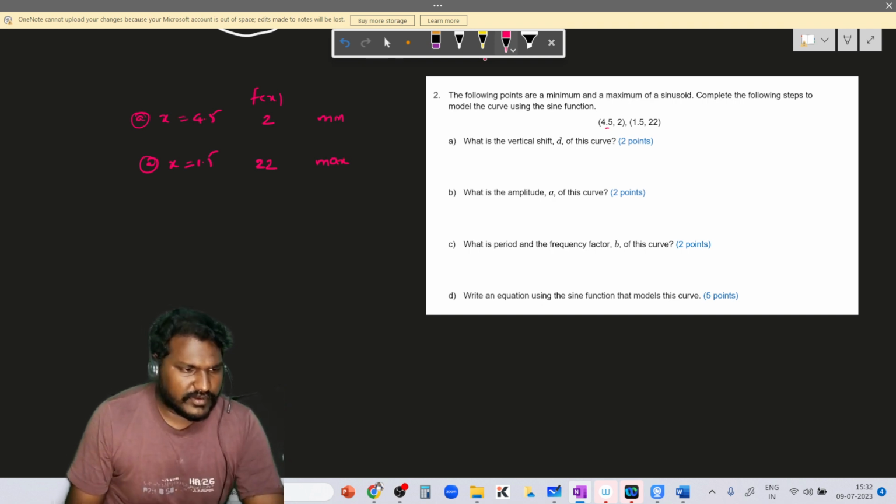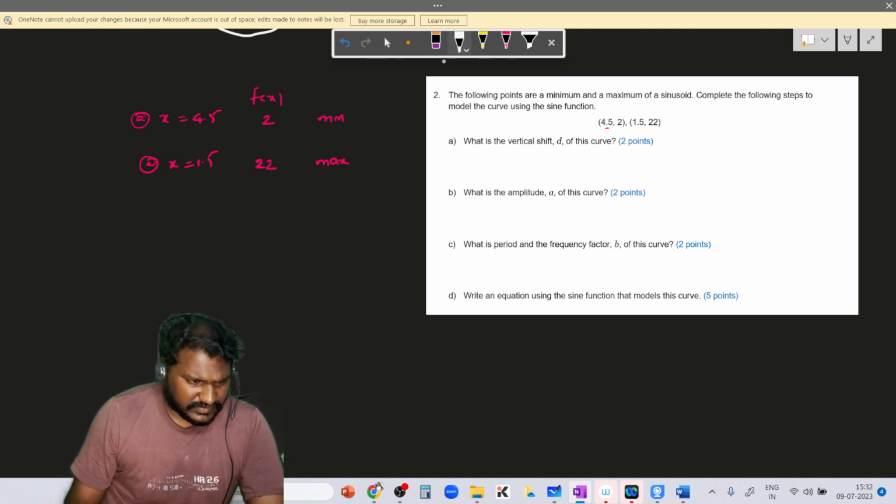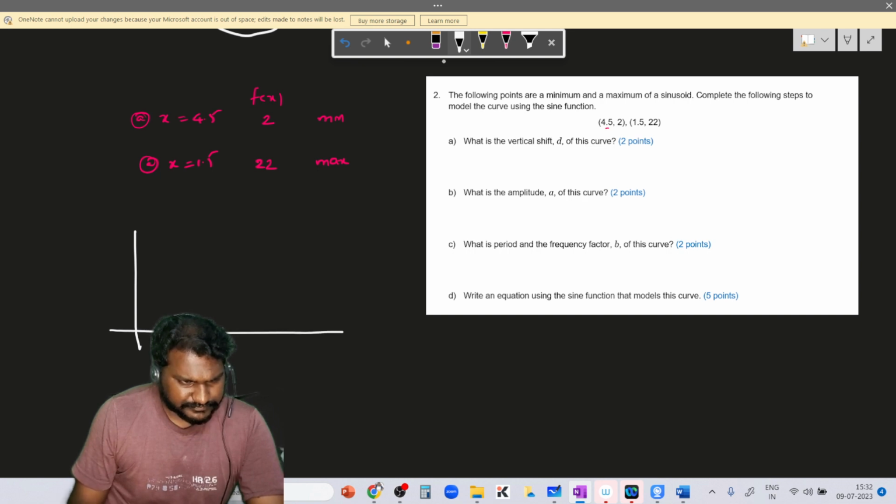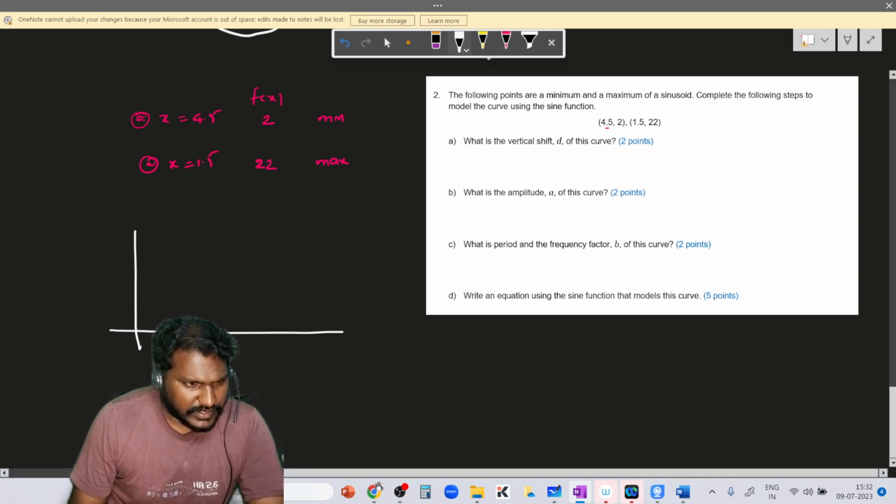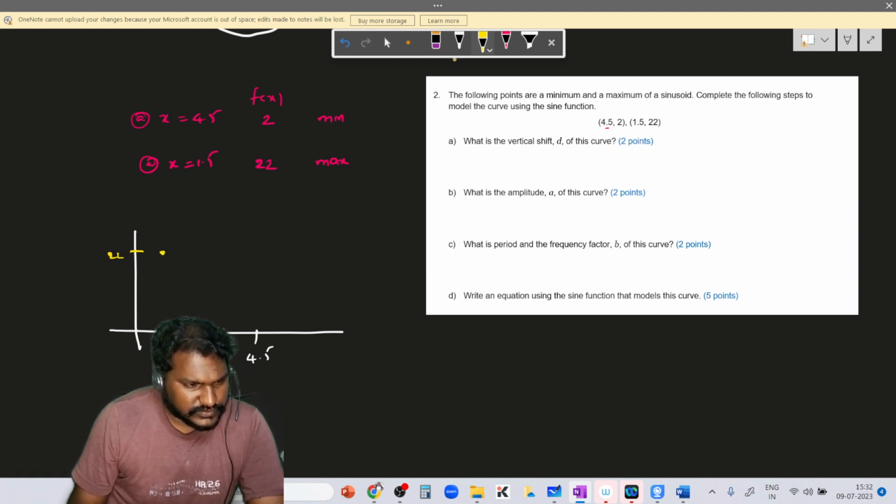So if you can draw the graph here, a rough graph we can graph. At x is equal to 1.5 and at x is equal to 4.5, the graph at 1.5 is 22, somewhere here, and the graph at 4.5 is 2, somewhere here. So the graph is actually like this.